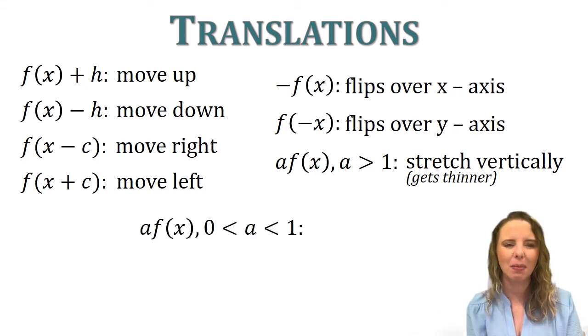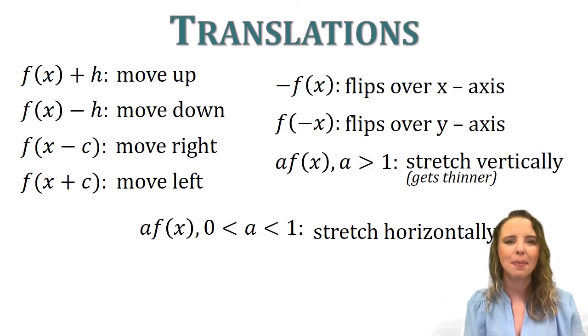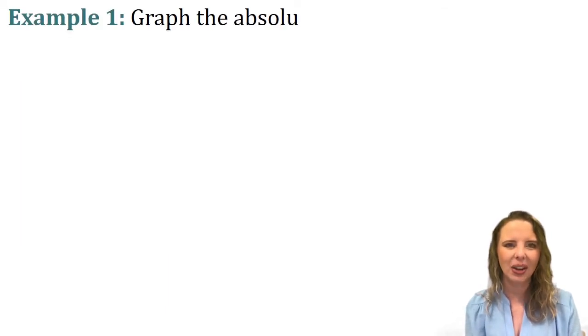If we multiply by a number that's in between 0 and 1, so a fraction such as 1/2 or 3/4, our graph is going to stretch horizontally. So instead of our function starting here, now our function is going to stretch horizontally, meaning it is going to get wider. So let's look at what all this means.